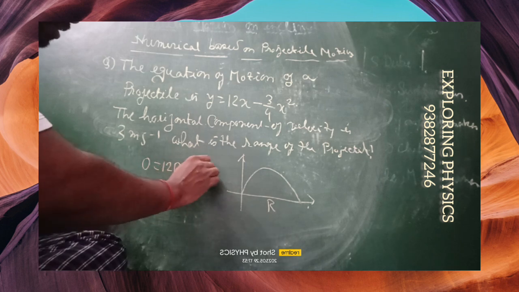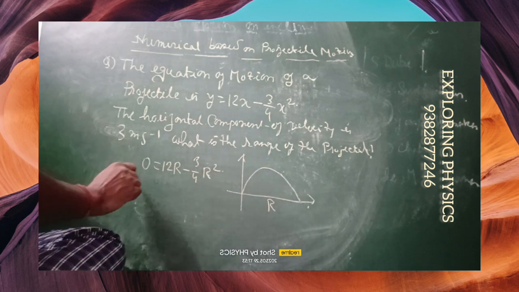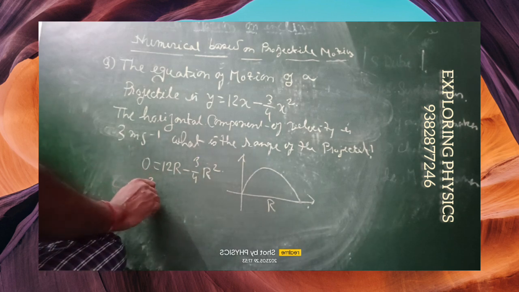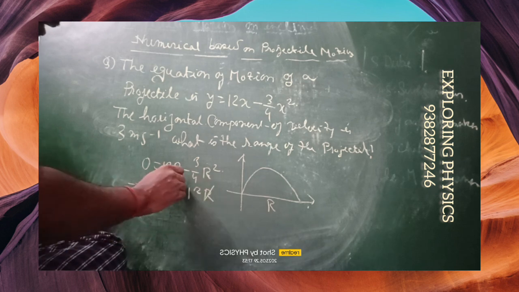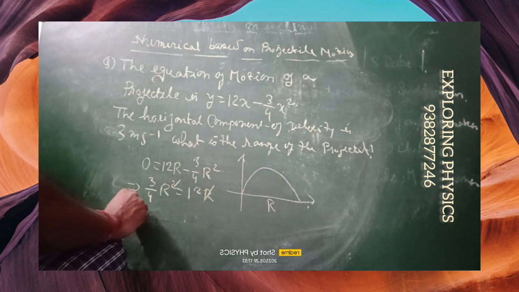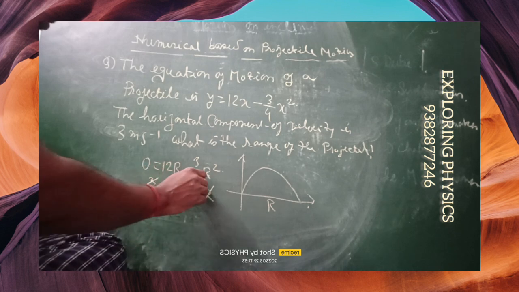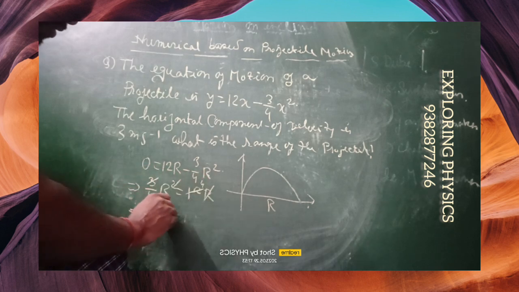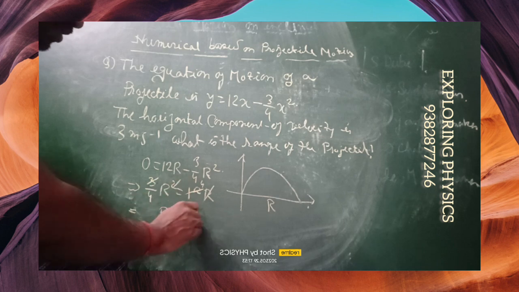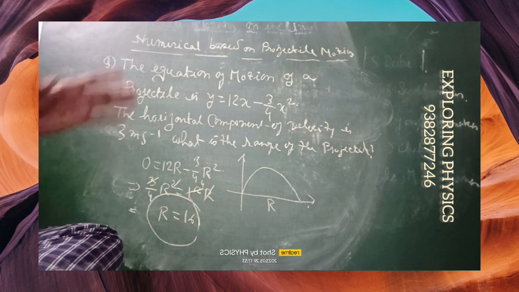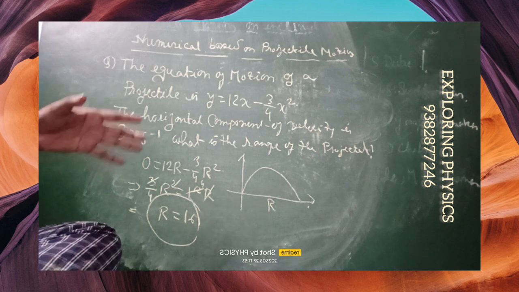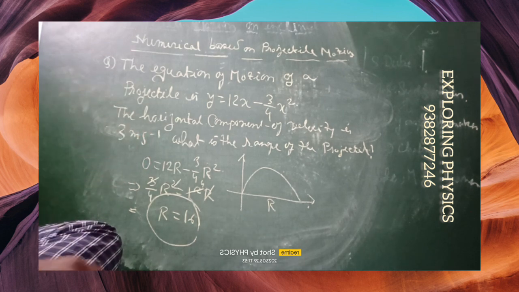From here we have 3 by 4 R square is equals to 12 R. One R cancels out. Then we have R is equals to 4 times 12 by 3, that is 16. Thus the range is 16.